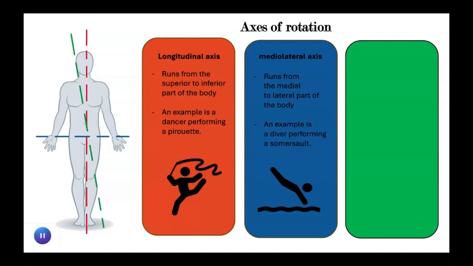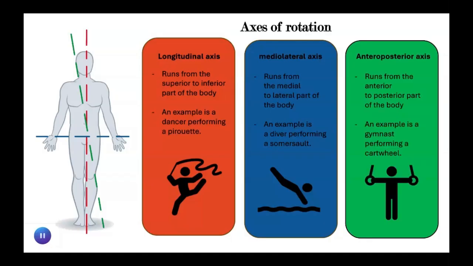Secondly, the mediolateral axis. This is from medial to lateral side of the body. An example of this is a diver performing a somersault as they are rotating around this imaginary line at their hips. Finally, the anterior-posterior axis is the imaginary line that runs from the anterior to posterior side of the body. For example, during a cartwheel execution in gymnastics, the performer is rotating around the anterior-posterior axis.